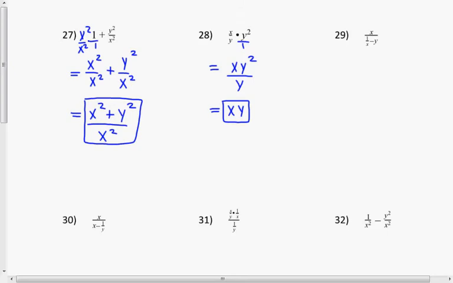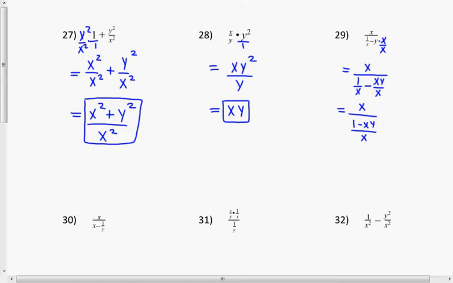Number 29 needs to be simplified. What I'm going to recommend doing first is get the denominator written as a single fraction, so then you can multiply by its reciprocal. So I'm going to multiply y by x over x, so that my two fractions in the denominator are 1 over x minus xy over x, which can be written as 1 minus xy over x.